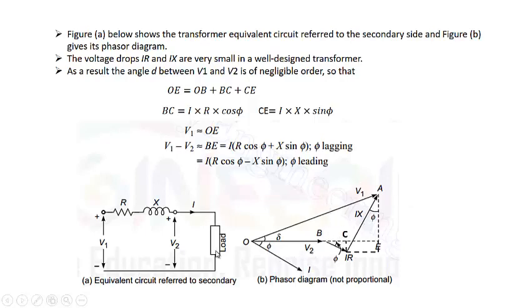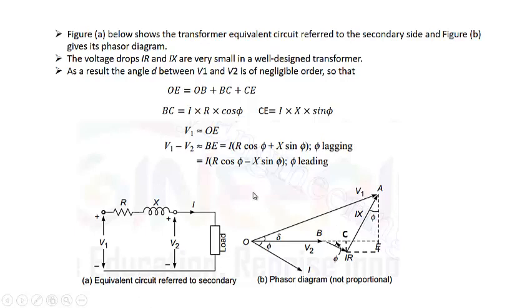So then we need to add resistive voltage drop and reactive voltage drop to V2 to get V1. The resistive voltage drop will be in phase with I. This will be I into R. And the reactive voltage drop will be perpendicular and leading to this current by 90 degrees. You can see there is a 90-degree phase shift, and it should be anti-clockwise leading. So O and A, when you connect them, will give us V1.